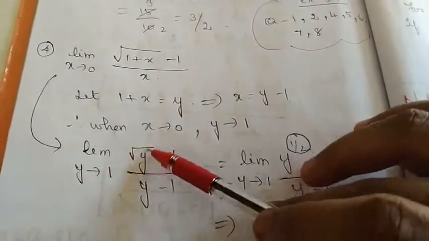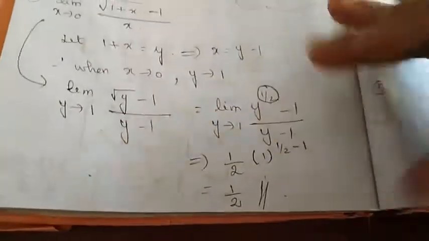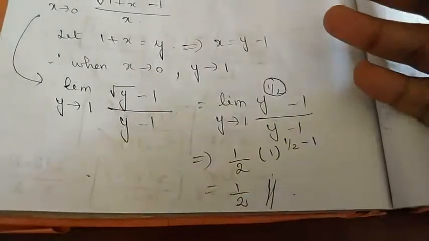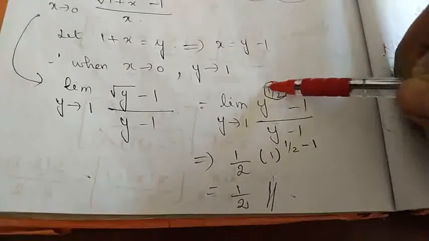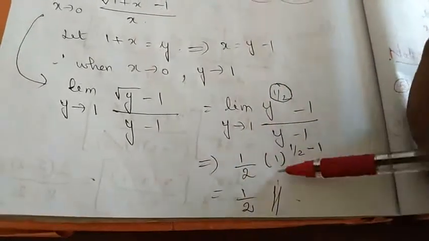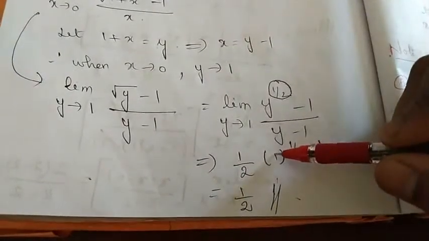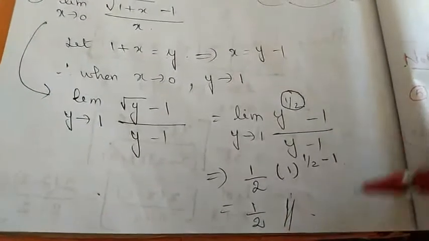Now root y is nothing but y power half. Now this is of the form limit x tends to a, x power n minus a power n divided by x minus a, as we have done in the previous problem. Here a is 1 and n is going to be half. So n into a power n minus 1. So half into 1 whole power half minus 1. So we got an answer.